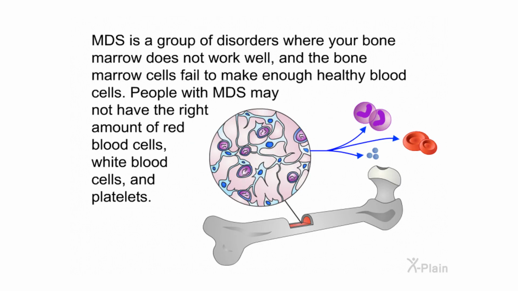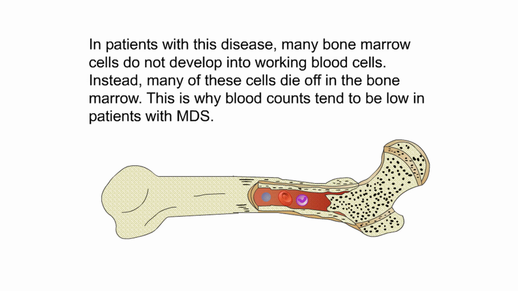MDS is a group of disorders where your bone marrow does not work well and the bone marrow cells fail to make enough healthy blood cells. People with MDS may not have the right amount of red blood cells, white blood cells, and platelets. In patients with this disease, many bone marrow cells do not develop into working blood cells. Instead, many of these cells die off in the bone marrow. This is why blood counts tend to be low in patients with MDS.